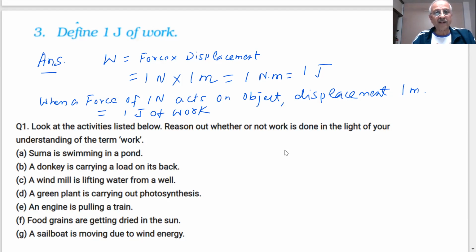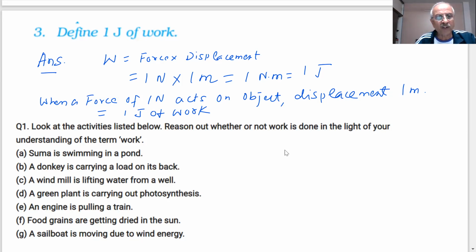Question is, look at the activities listed below, reason out whether or not work is done in the light of your understanding of the term work. What we're talking about, work in physics, in science, where we said force has to be applied, displacement has to be there. If either of the two is zero, there will be no work done.